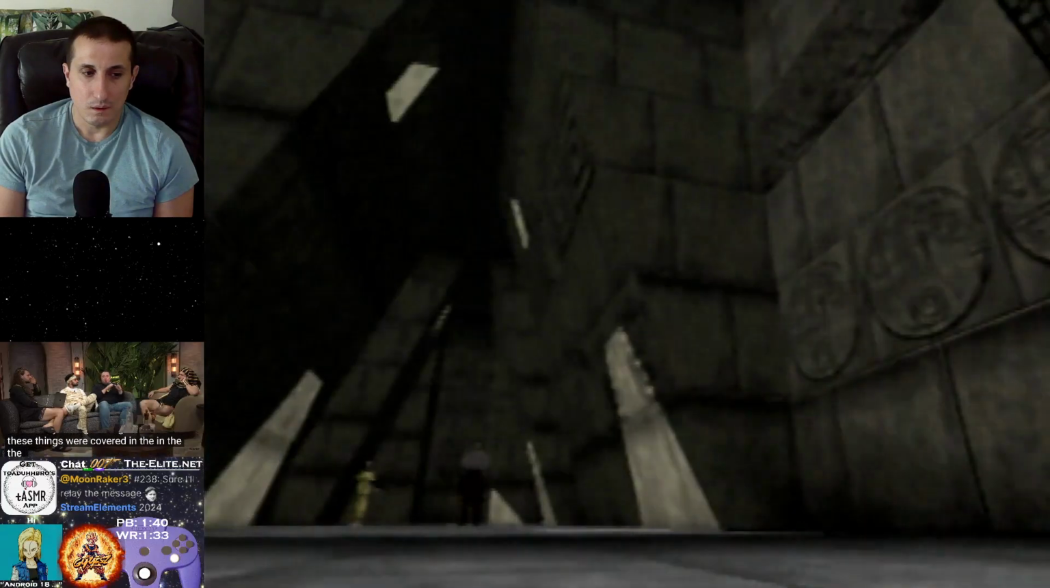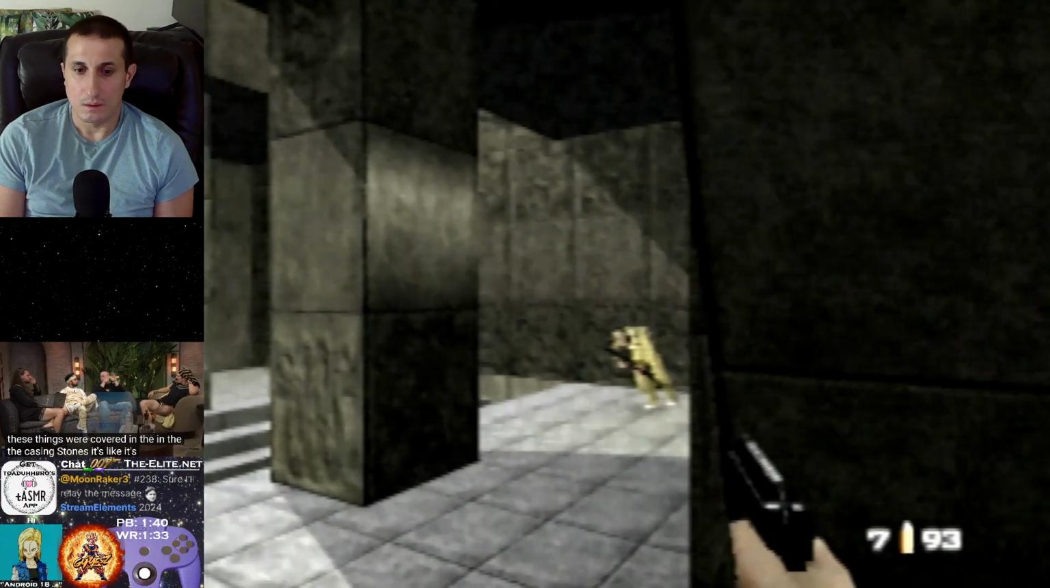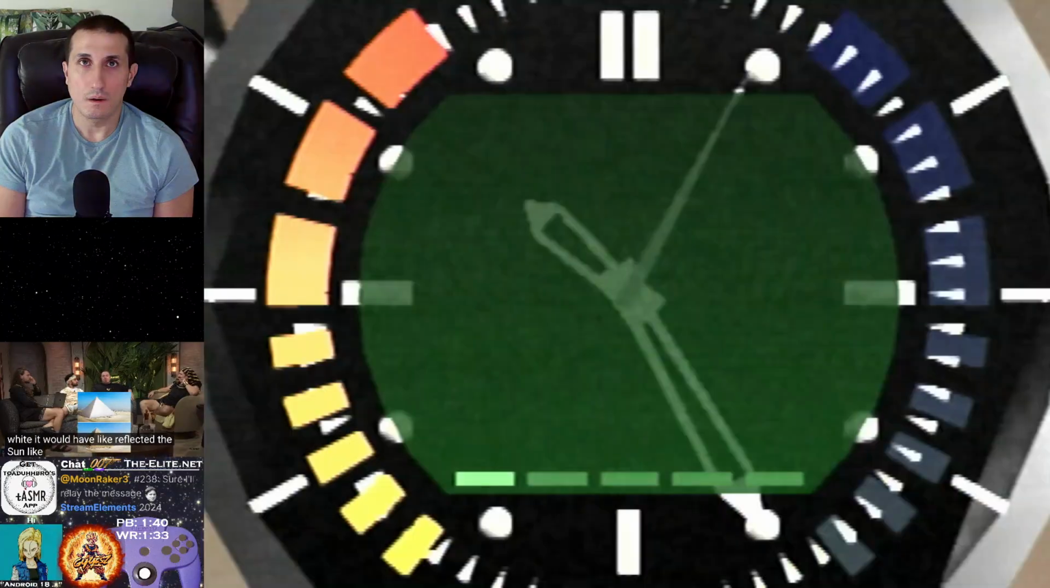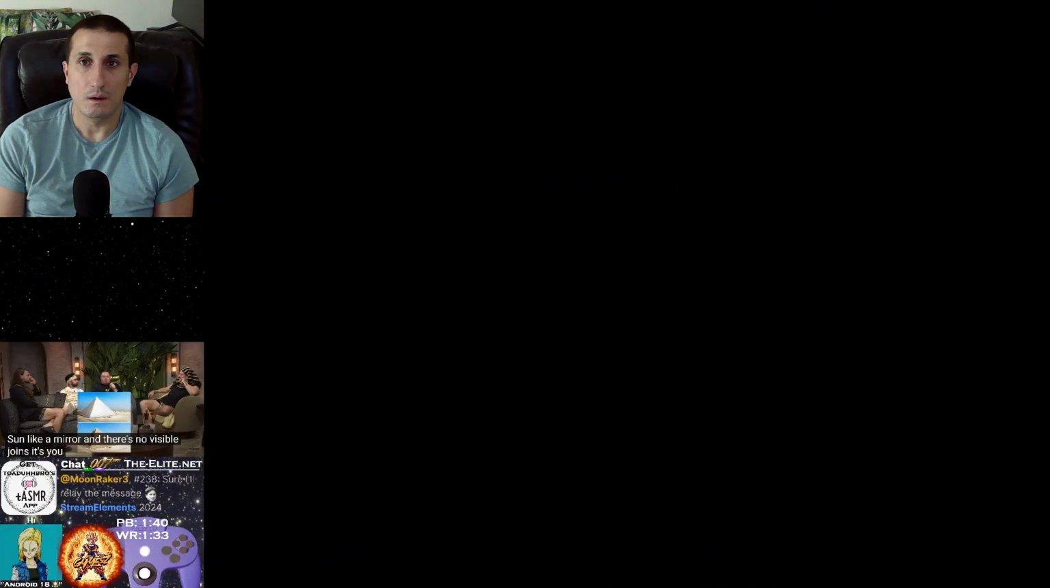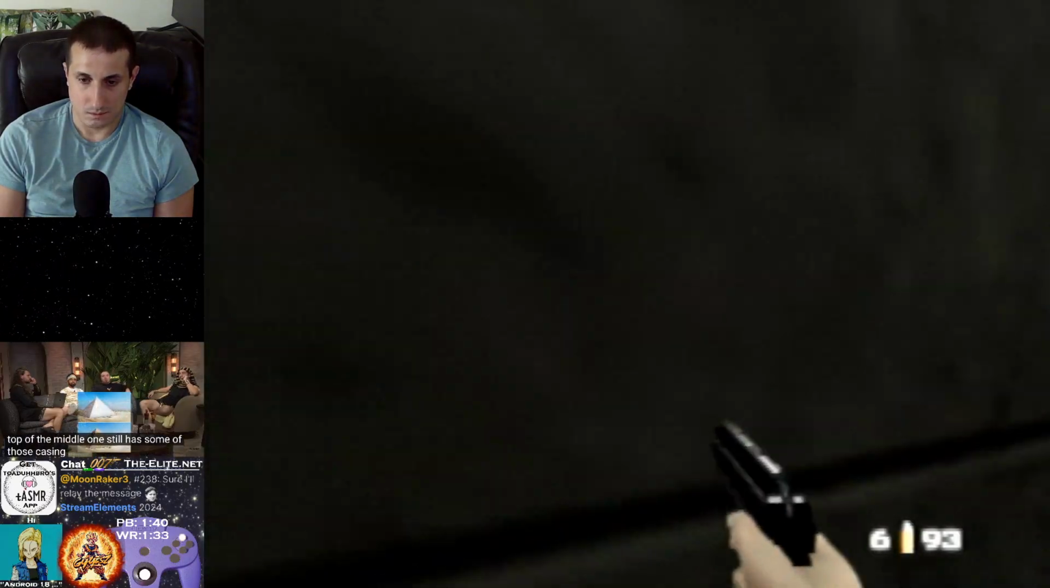You don't think they could because of just the sand, like, just blocking the openings? I mean, you've got to imagine, when these things were covered in the casing stones, it's super white. It would have reflected the sun like a mirror, and there's no visible joins. You cannot pry those stones out. There's no obvious entrance to it. The top of the middle one still has some of those casing stones that are weathered over time.